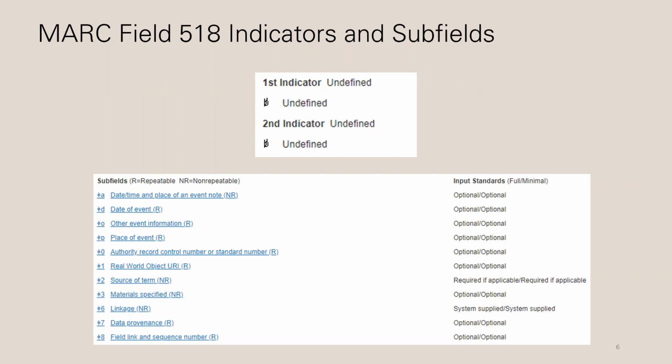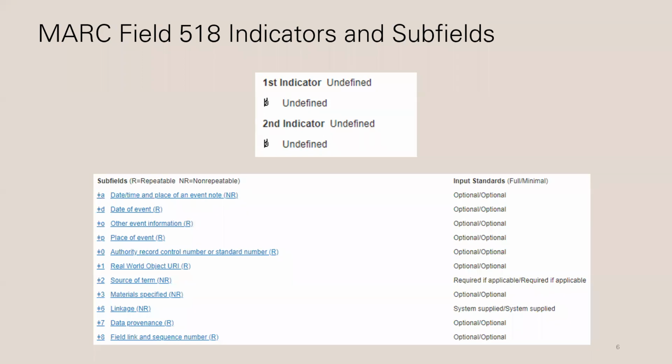The indicators are easy to code for MARC field 518. They are both blank. Subfield A is for the date, time, and place of an event note. It is not repeatable and is optional. Subfield D is for the date of the event. This is repeatable, but is optional. May be in a controlled, e.g. recorded in the format year, year, year, year, month, month, day, day, in accordance with ISO 8601, representation of dates and times, or uncontrolled form. Subfield O is for the other event information. It is repeatable, but is optional.